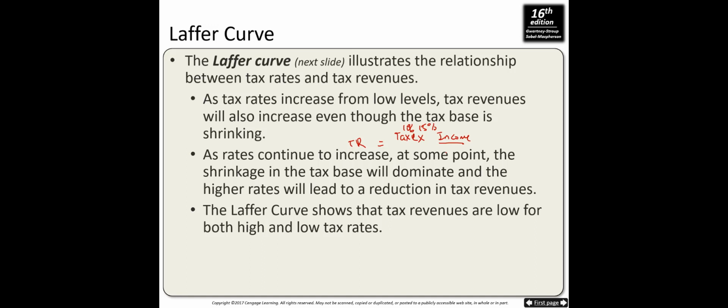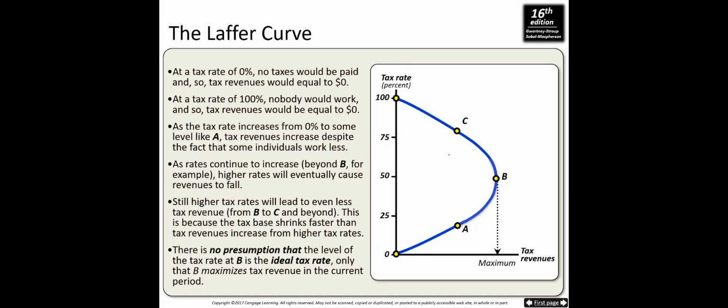As rates continue to increase, at some point the shrinkage in the tax base will dominate and the higher rates will lead to a reduction in tax revenues. So he also argues that if you increase tax rates after a point, then the shrinkage in the tax base will dominate and higher rates will lead to a reduction in tax revenues. The Laffer curve shows that tax revenues are low for both high and low tax rates. Let's see this curve. This is the Laffer curve.